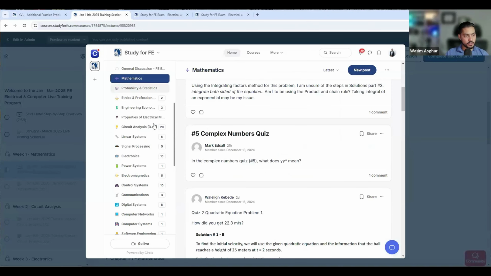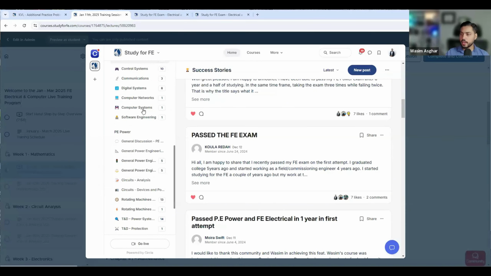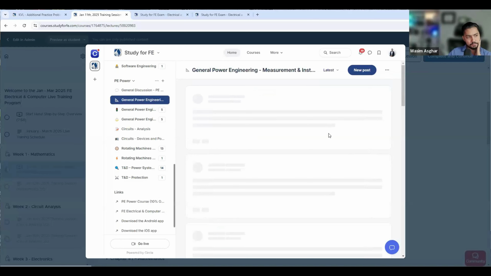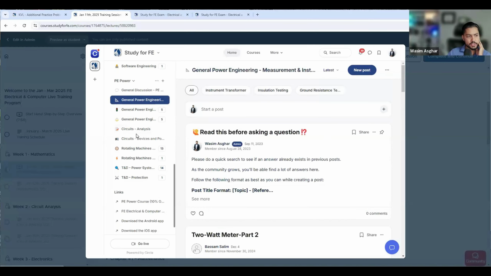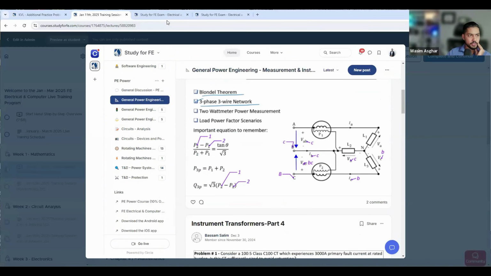And this is broken out section by section, topic by topic. And even over here, you can see tons of success stories. Students are posting every Wednesday when they pass the FE exam, when they pass the PE exam, right? And then as far as the PE is concerned, I have separate categories. Whether you're operating in general power engineering, measurement and instrumentation, whether you're operating in circuit section 3, section 2, very detailed responses, and you will never be alone in terms of your preparation.